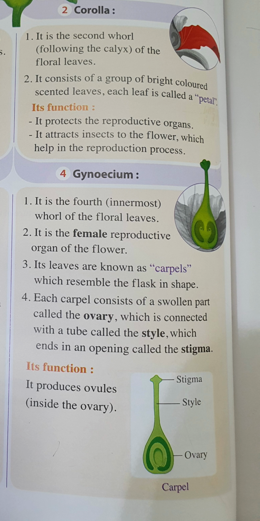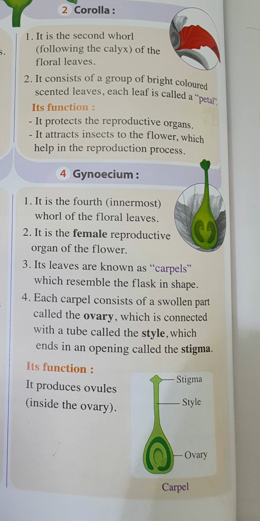Number 4, gynoecium. Gynoecium is the last whorl after androecium. It is the innermost whorl of the floral leaves, and it is the female reproductive organ in the flower. Its leaves are known as carpels or pistils, and each carpel or pistil resembles a flask shape.